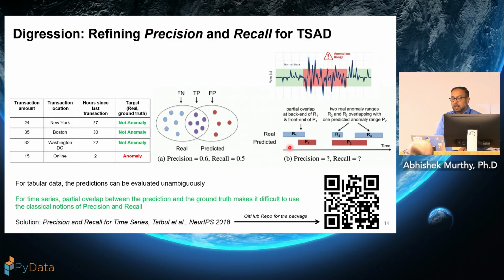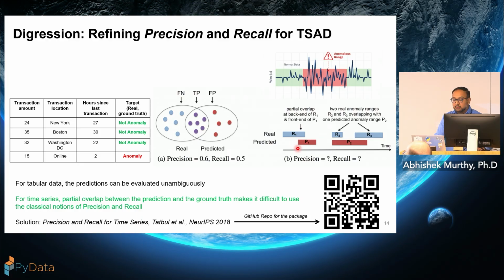For time series, your anomaly may be spanning from 10 o'clock to 10:30 in the morning, but your model predicts the anomaly began at 10:15 and went on till 10:35. This partial overlap between the ground truth and the prediction makes it difficult to use the classical notion of precision and recall. You get weird behavior from this.